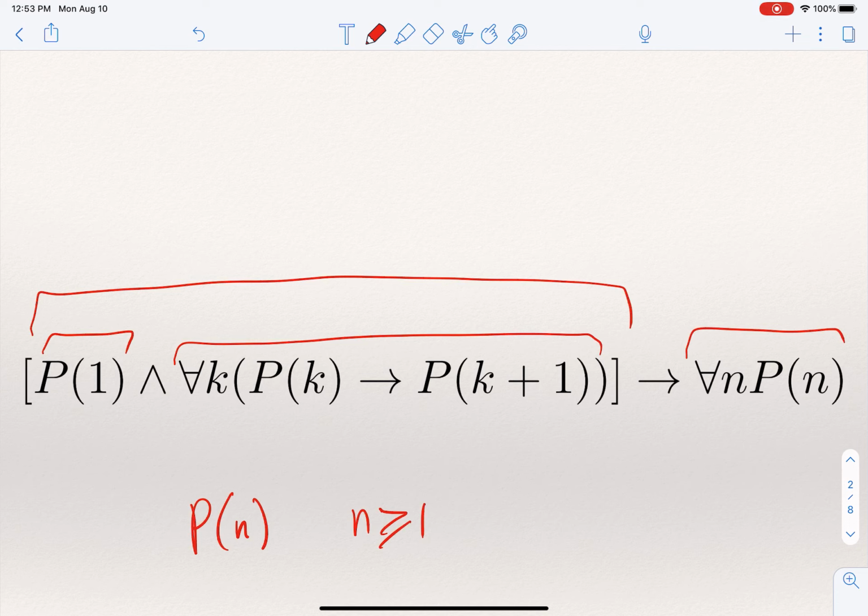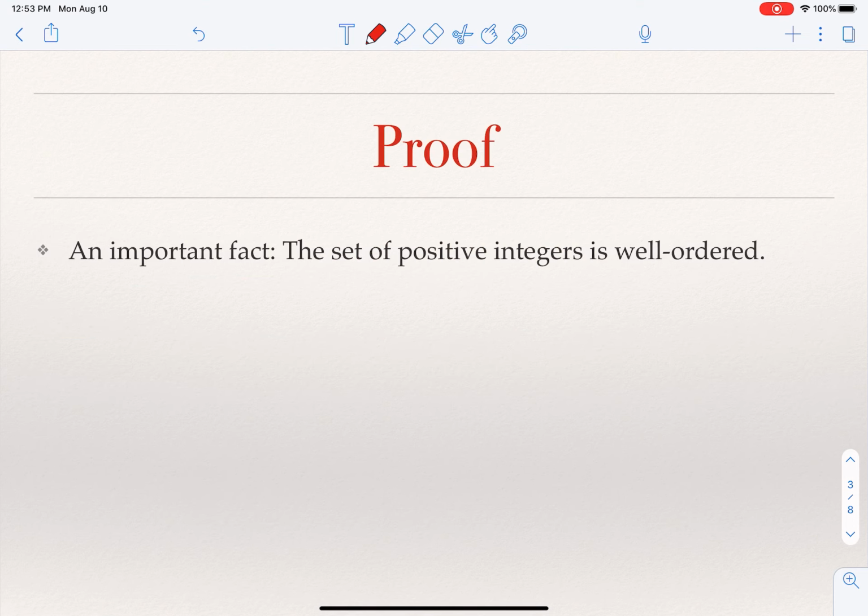And if you look at this, again, this is a propositional statement that has quantifiers in it. So this is not a new type of logic. And the question is, why is this true? Why is it true that if we establish P of 1 and we establish that P of k implies P of k plus 1 for an arbitrary k, then all of a sudden we have proved P to be true for all numbers? And the proof here actually makes use of this very important assumption or fact that the set of positive integers is well ordered.